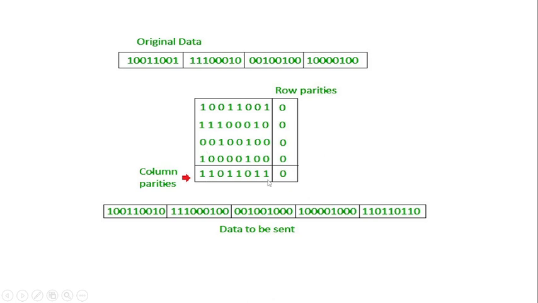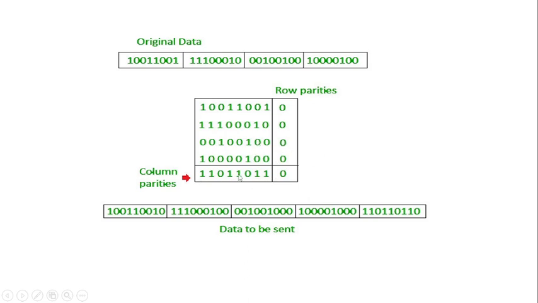So these are the column parities, and the row parity you should calculate like this, right? 1, 1, 1 and 1. There are 4 ones, so even parity 0, right? 1, 1, 1 and 1. Even parity 0. 2 ones, okay? 2 ones, 0. So 2 1 0, right?